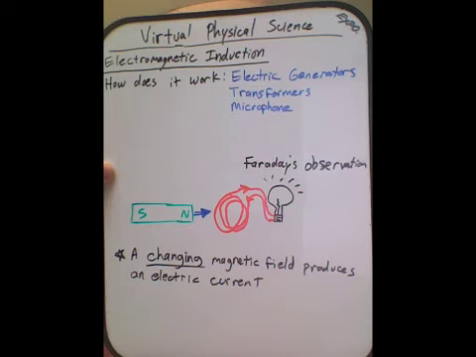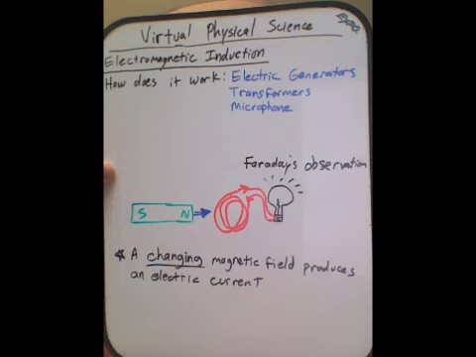This phenomenon of electromagnetic induction is useful in lots of different ways. It's used to power electric generators. It's used in something called a transformer, and it can be used to make a simple microphone. There are also many other devices that use this idea.